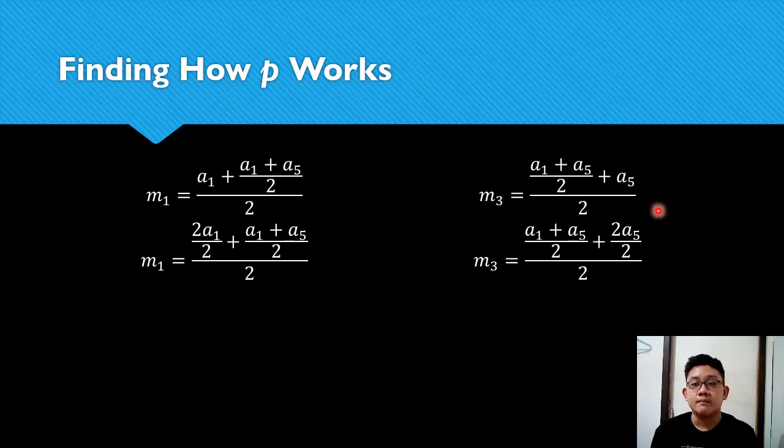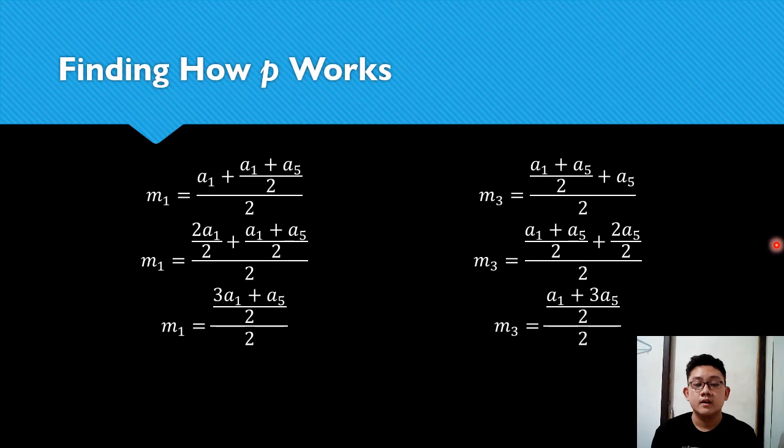Multiply a sub 5 by 2 over 2, multiply a sub 1 by 2 over 2, then add those two fractions together. For m sub 1, we'd get 3 a sub 1 plus a sub 5 all over 2, and still over 2. Then for m sub 3, we get a sub 1 plus 3 a sub 5 over 2, all over 2 again.